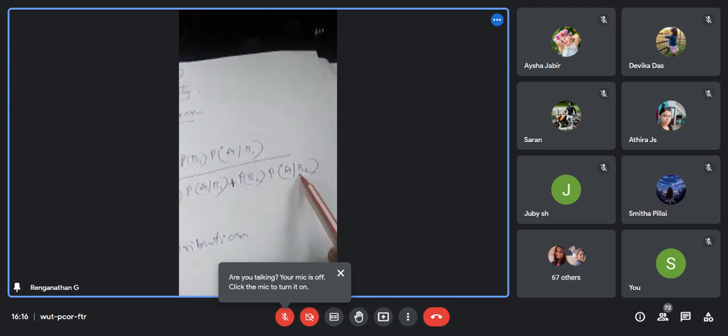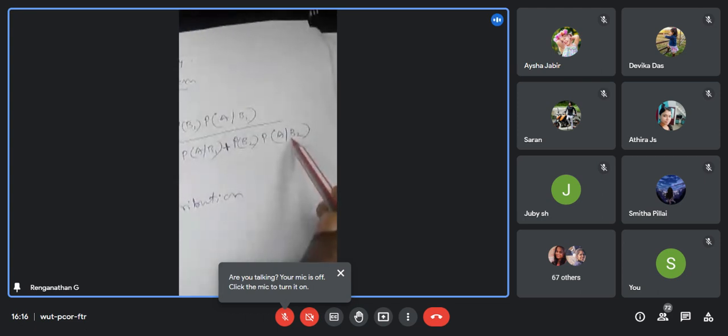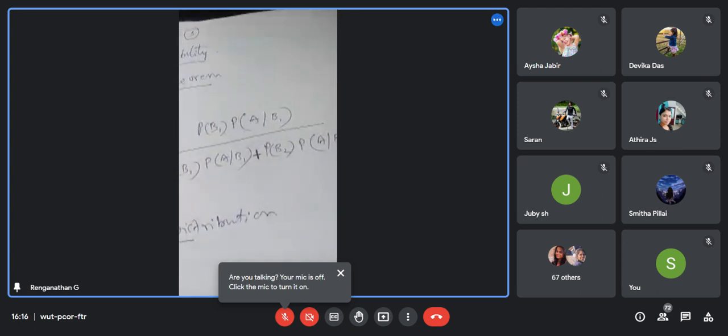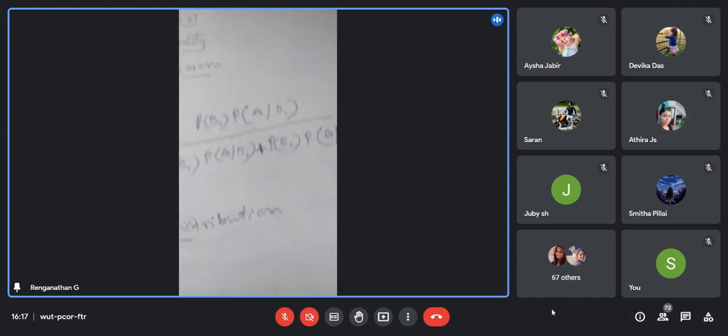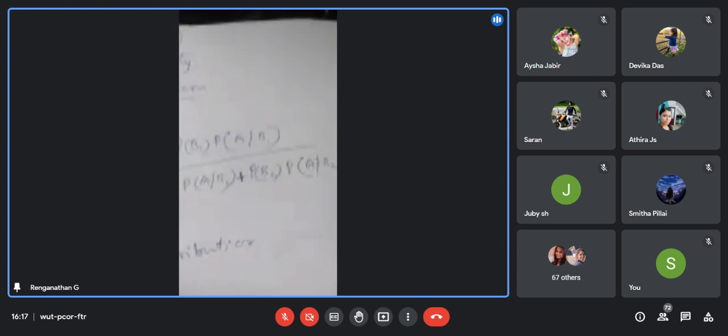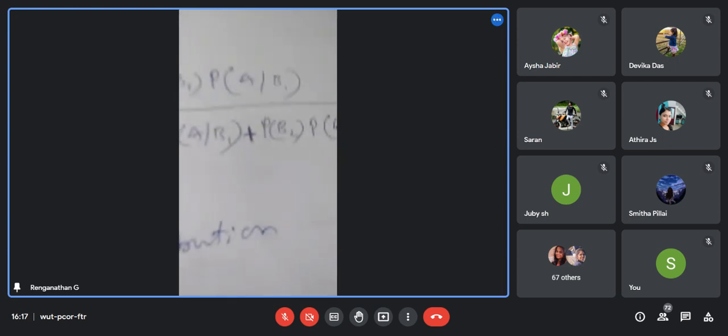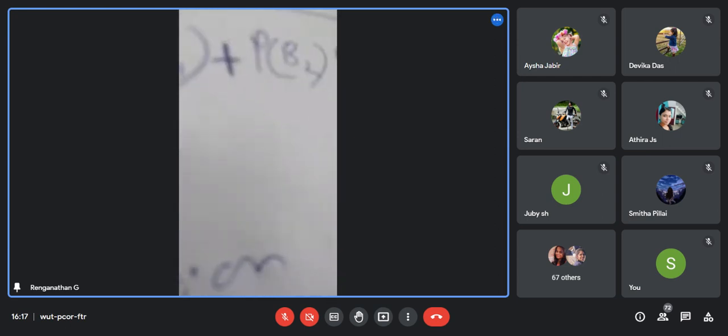So that's the formula. If you wrote down this formula, now I give a question and I explain this formula with the help of a question. Okay, then write down a question now. Ready? I will say a question, write it down.